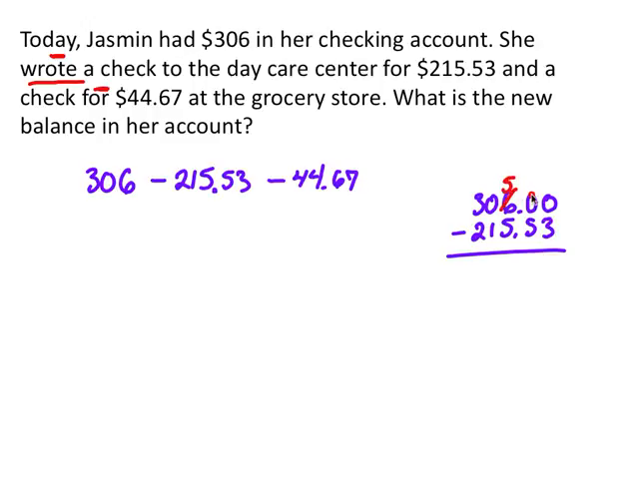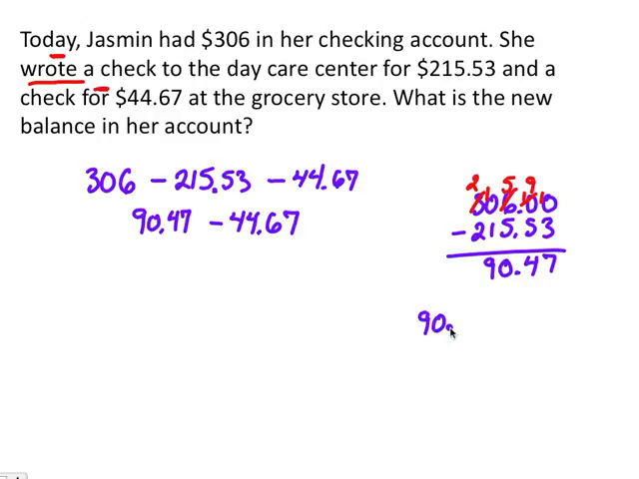So borrow 5, that gives us 1 on the 0 to make 10, and we borrow and we get 9. That gives us another 10 here. So 10 minus 3 is 7, 9 minus 5 is 4, decimal point straight down. 5 minus 5 is 0, 0 minus 1 we can't do, so we borrow. 10 minus 1 is 9, and 2 minus 2 is 0. So for those first two, we get 90.47.